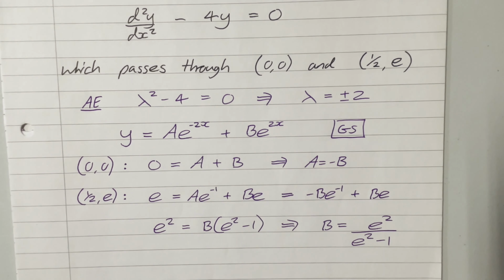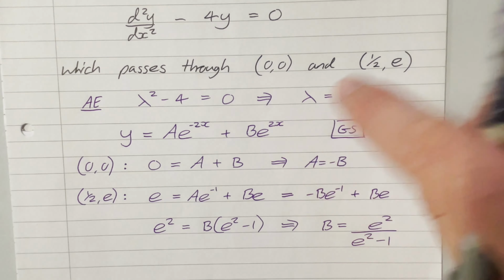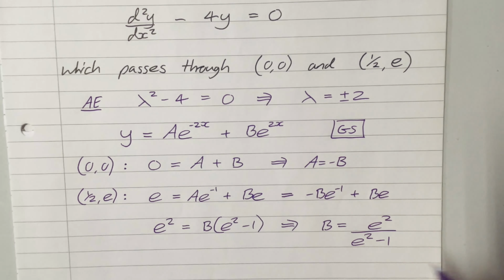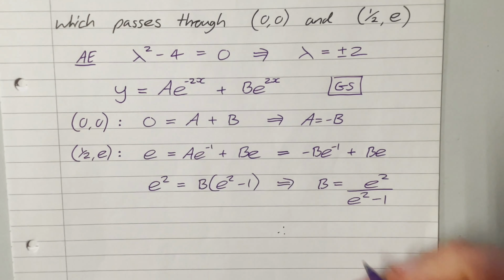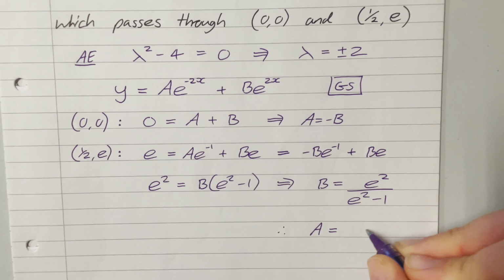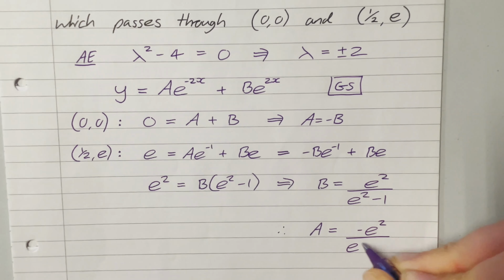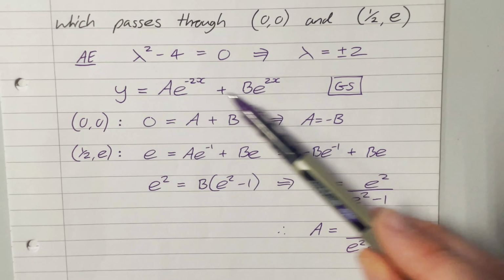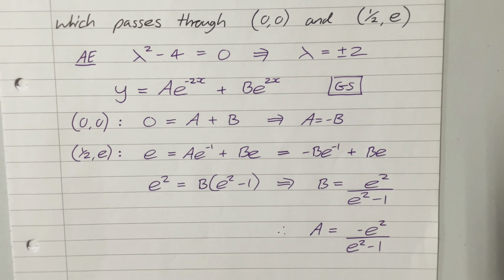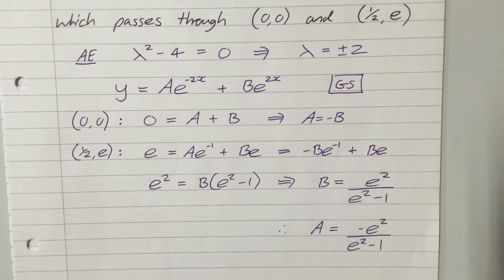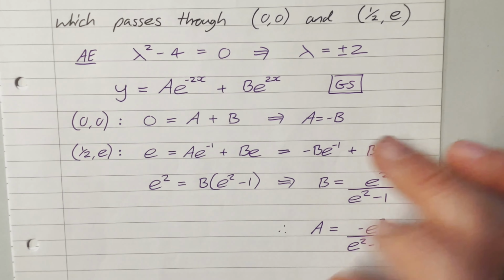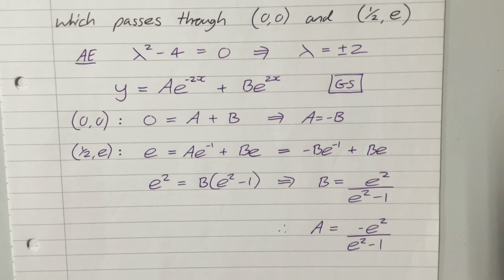Once I've got one of them, then I can plug it back into here to get a. So that tells me that a is equal to the negative of that, which I'm going to write as minus e squared over e squared minus 1. That will allow me to factorise out a load of e's from my general solution to get my particular solution. So now I've got values for a and b. Yes, in terms of e, but they are exact. It is just a number. I'm going to plug those two back into here and give me my solution.